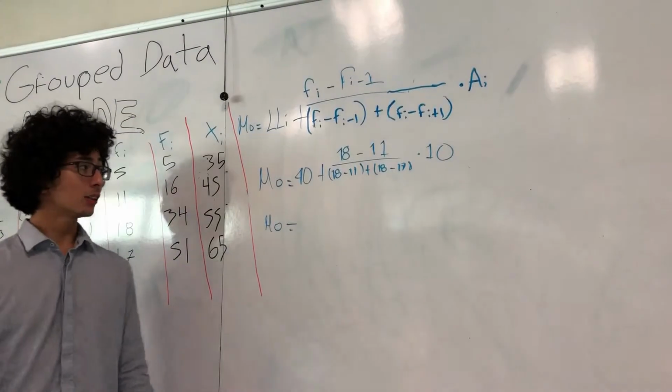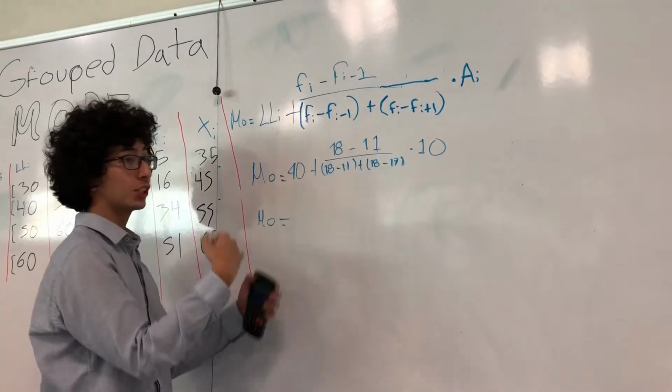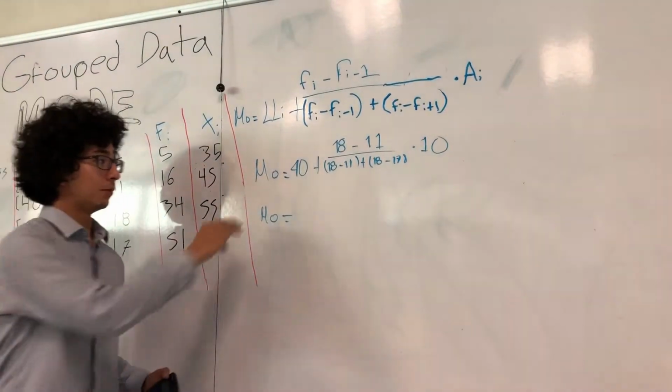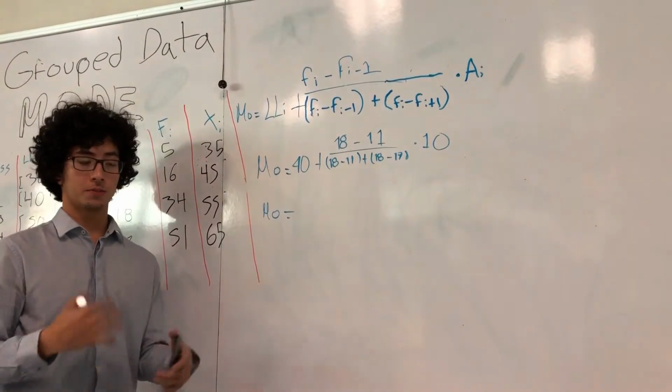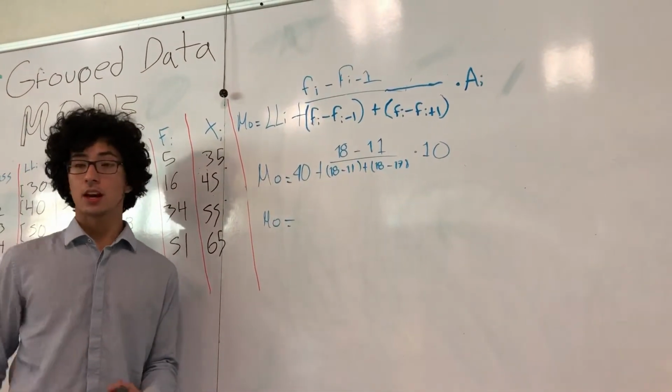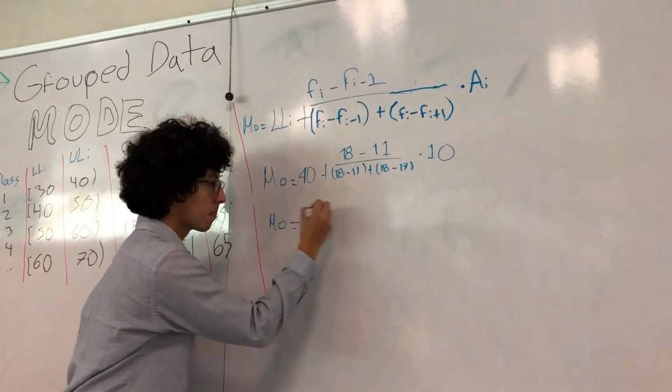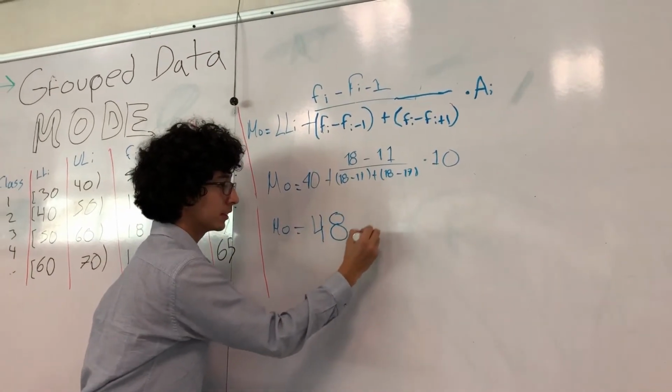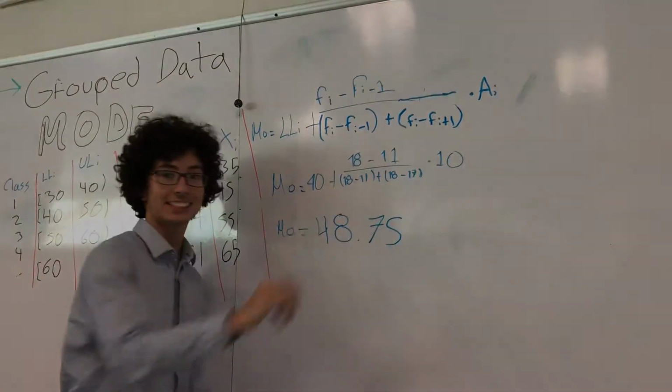Next step. Now that I put all the substituted data, if you do this, your answer will be 48.75, and that's it for the mode.